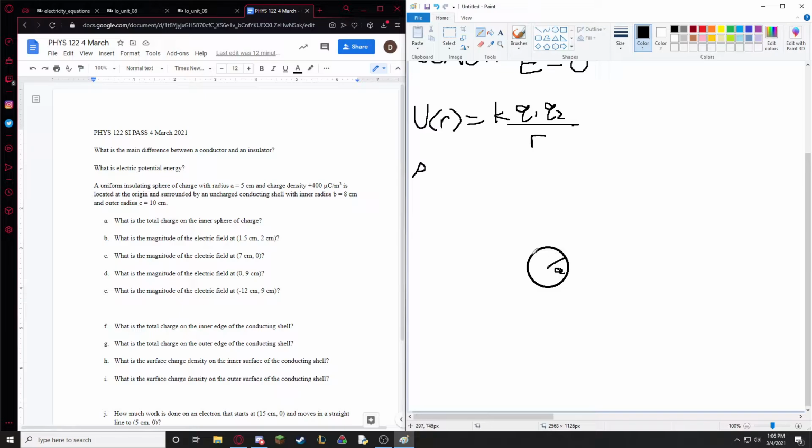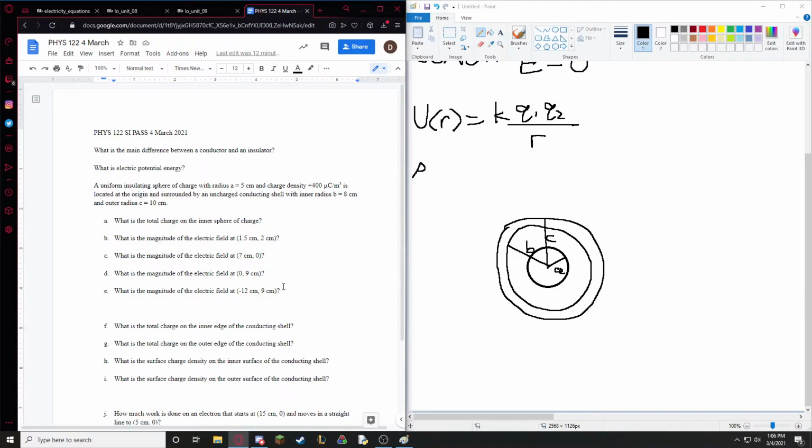So we have this sphere of charge, and it's going to be surrounded by a conducting shell with an inner radius B and an outer radius C. And the shell is uncharged. First, we want to know the total charge on our inner sphere of charge, and then the magnitude of the electric field at all of these different locations. Let's say I'll give you 10 minutes, then we'll talk through this. If you have any questions, feel free to ask.